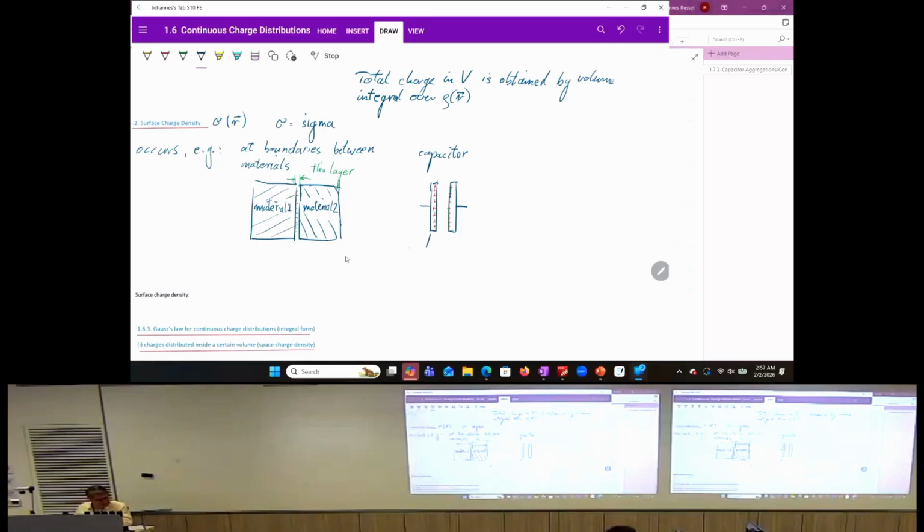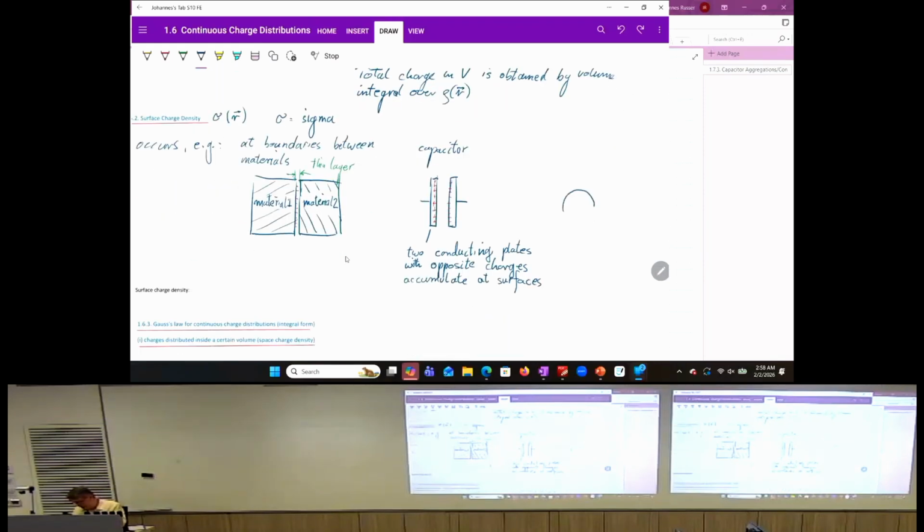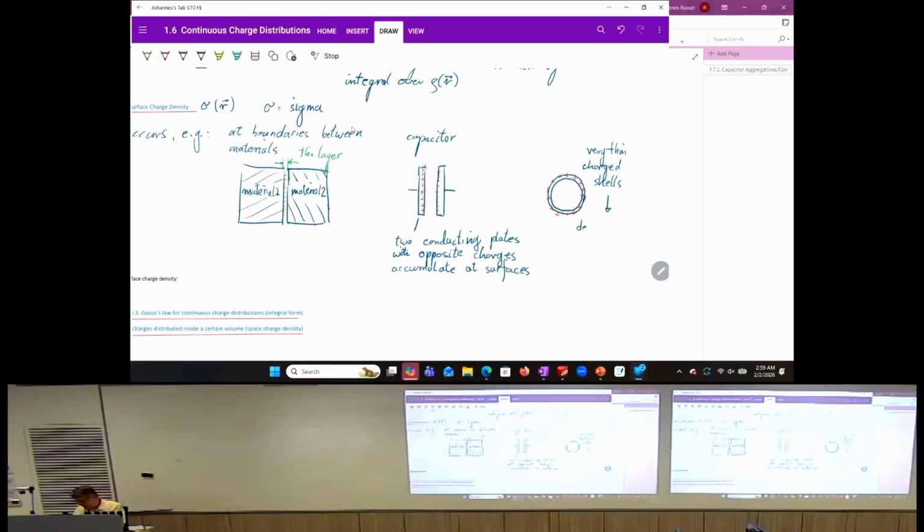So I have here two conducting plates with opposite charges, and they accumulate at the surfaces. Also, you can think of, for example, a very thin shell, where it can also be advantageous to work with these surface charge densities. You have a thin shell and you have charges on it. You can then define a charge per surface area.